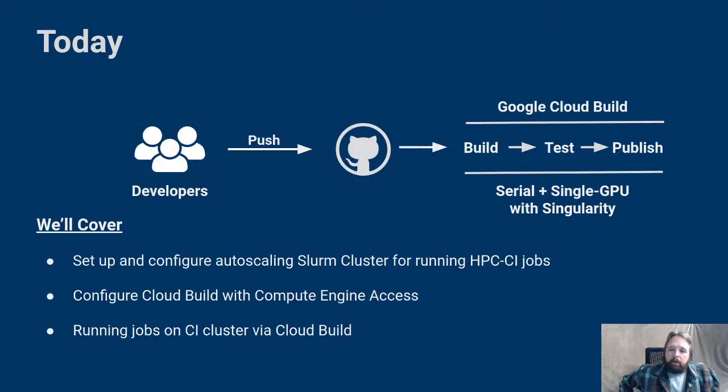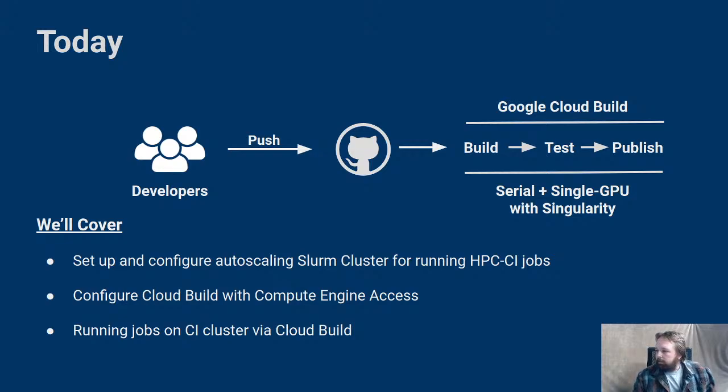So let's talk about, again, what we're going to do today, because a lot of what we have to do is really connect an HPC cluster to Cloud Build. So we're going to talk first about how to set up and configure that auto-scaling Slurm cluster on Google Cloud, and then we're going to go through some of the configurations on the Cloud Build side so that you can actually reach out to Compute Engine resources on GCP using the Cloud Build service account, and then we're going to go through some basics of running jobs via Cloud Build.